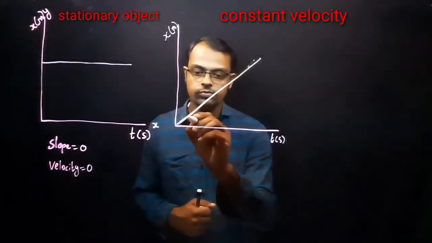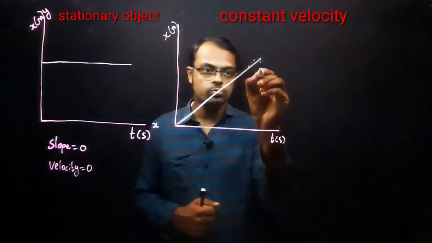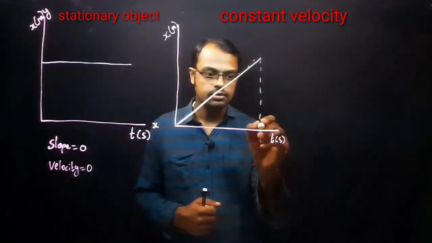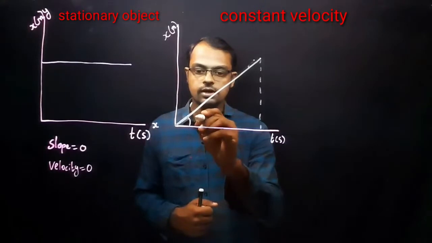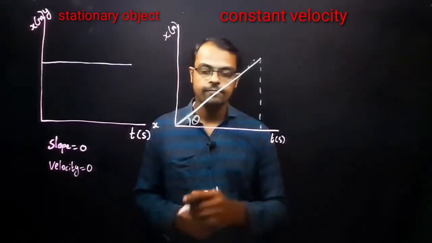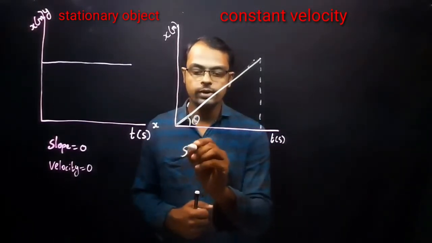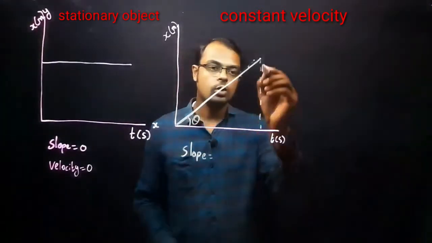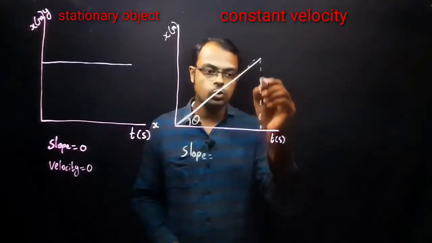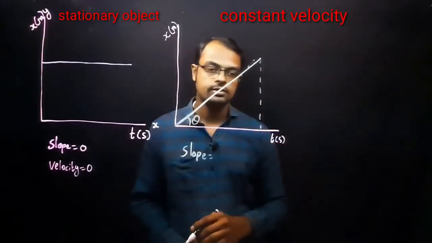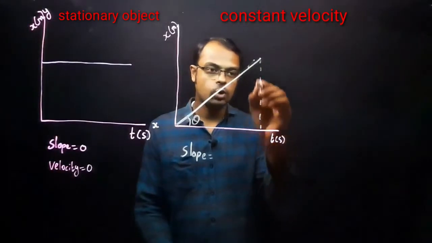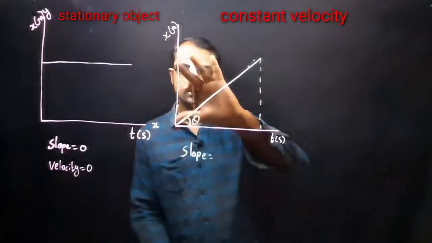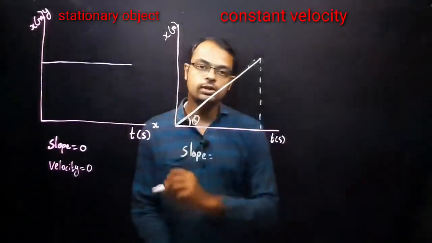Let's find the slope of this graph. In order to find the slope, let's construct a triangle. This is the angle theta. What is the slope here? Slope is equal to tan theta, which is the opposite side divided by the adjacent side. The opposite side means the height. This height you get from which axis? The y-axis.